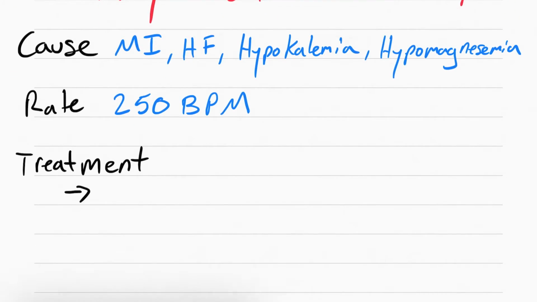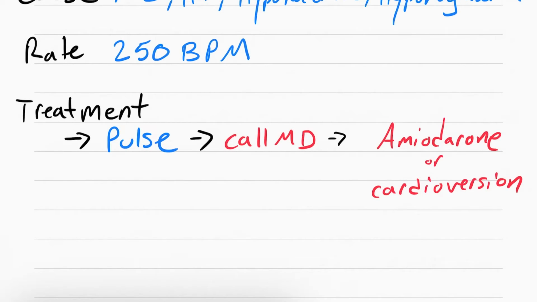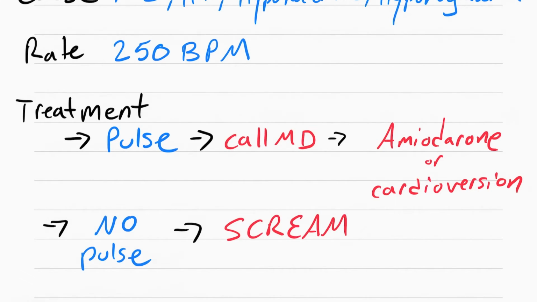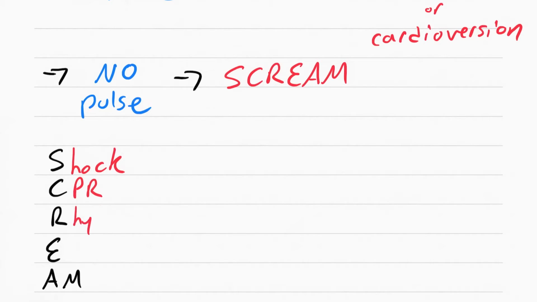Now the treatment varies. If you go to the patient and they have a pulse, then you want to call the doctor for an order for amiodarone, the antidysrhythmic medication, or for cardioversion in case the patient has decreased cardiac output. If the patient has no pulse, then you want to scream and run around in circles because they're dying. I'm just playing again. They are dying, but scream actually is a mnemonic that stands for shock, CPR, rhythm check, epinephrine, and amiodarone. This is how we treat pulseless VTAC, ventricular tachycardia with no pulse.